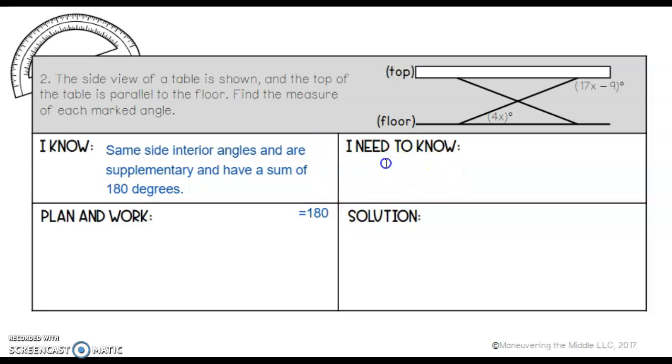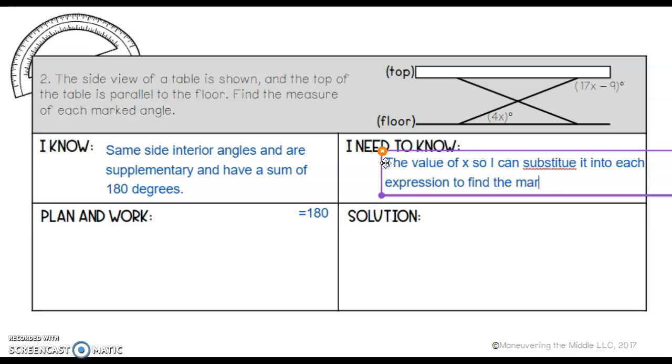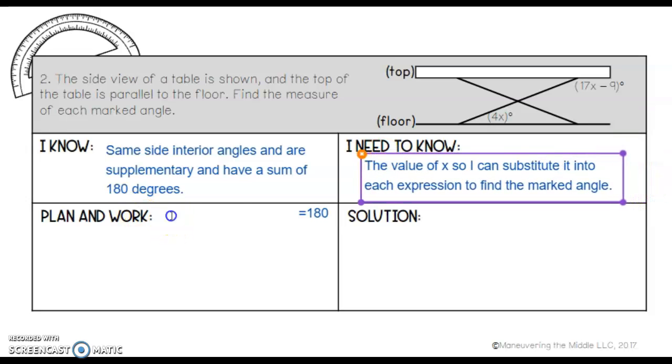Now let's read our question. It says find the measure of each marked angle. So in order to do that, we need to find the value of x. Then I can substitute it into each expression to find the marked angle. Okay, fix our little typo, make sure we're all in the box. And that goes on to planning your work.